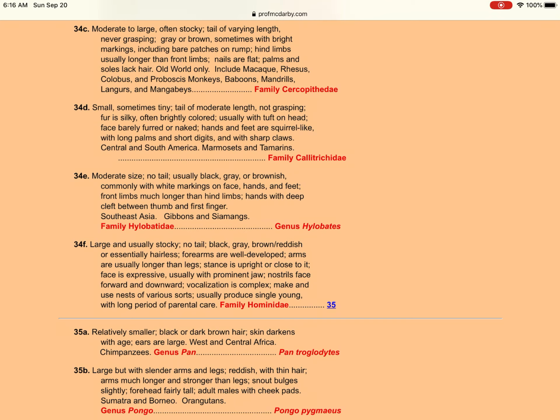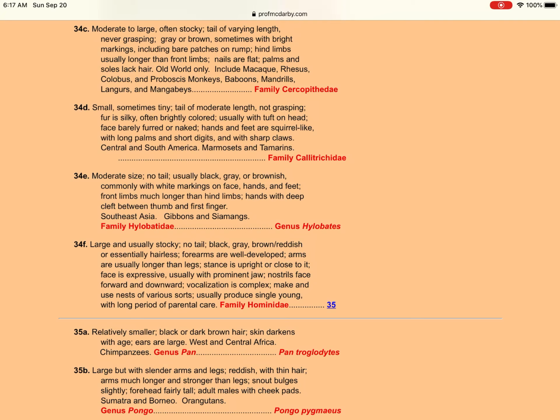34F is the only thing that goes to a new number, so I'm going to read through it. Large and usually stocky. Now, as animals go, we're actually pretty big. There's not a lot of animals bigger than we are. No tail, okay. Black, gray, brown, reddish, or essentially hairless. We're pretty hairless. Forearms are well developed. Well, that's kind of, I guess we need to work that out more. Arms are usually longer than legs. Now, our arms and legs are the same length, but the "usually" gives us a pass there. Stance is upright or close to it.